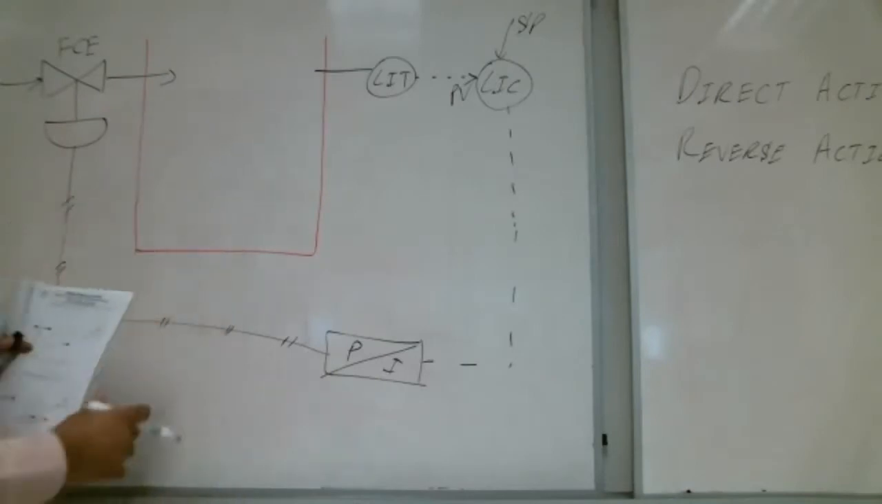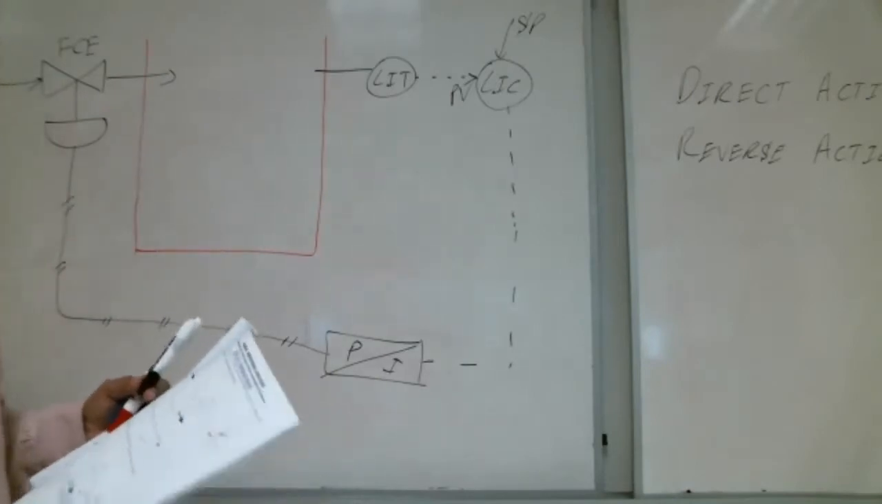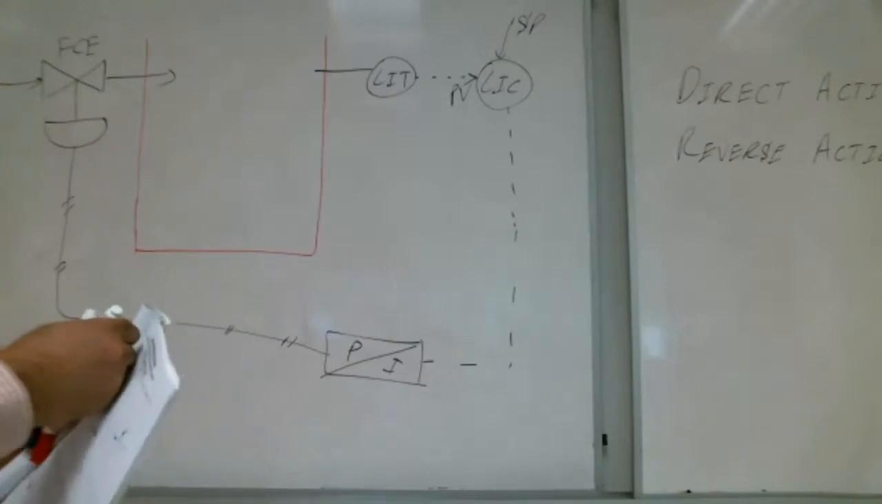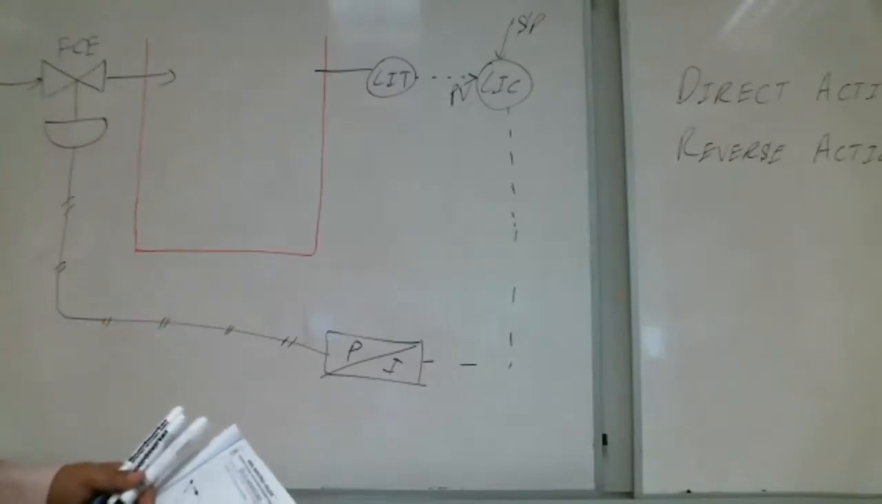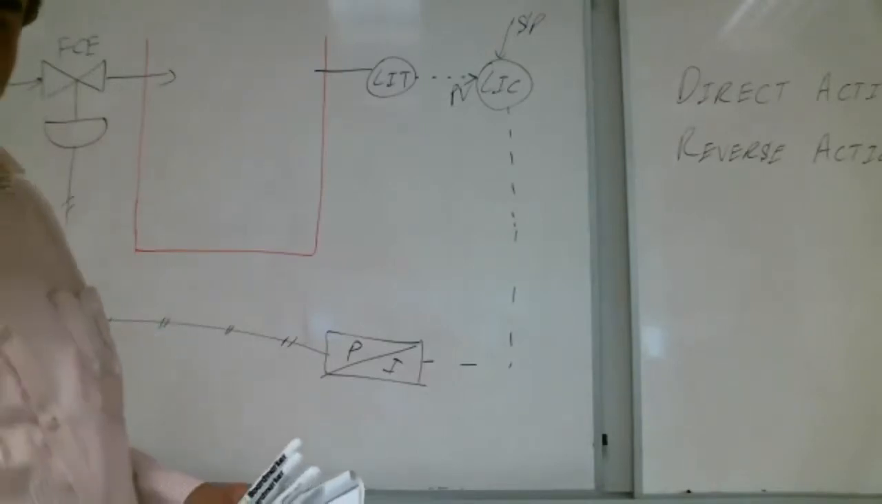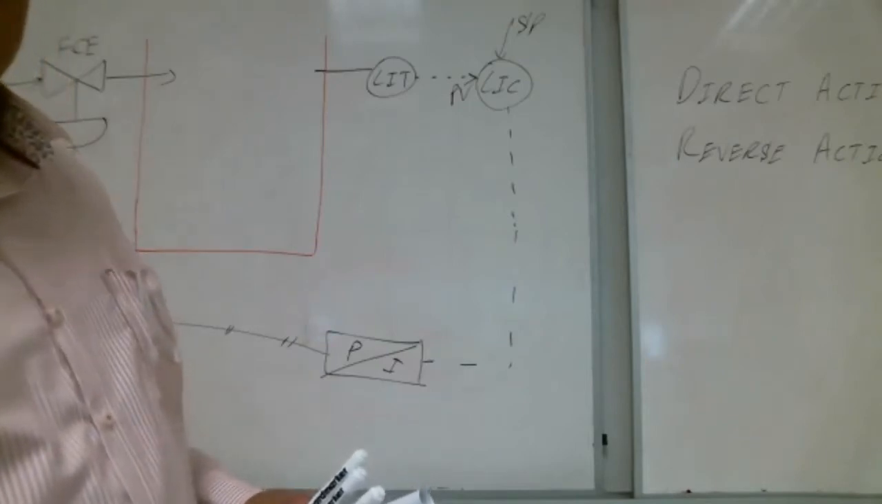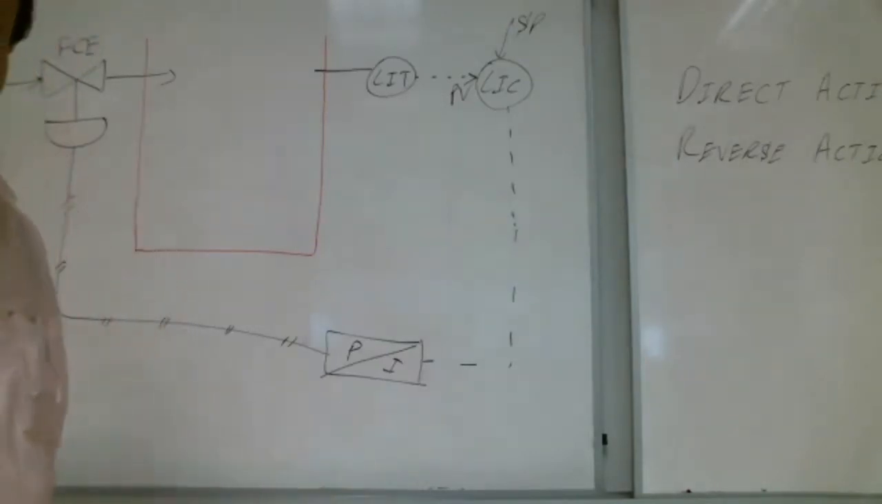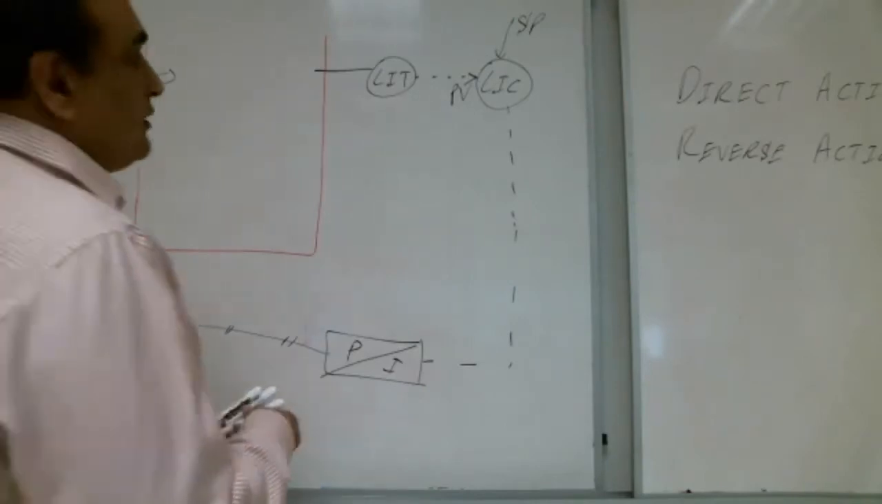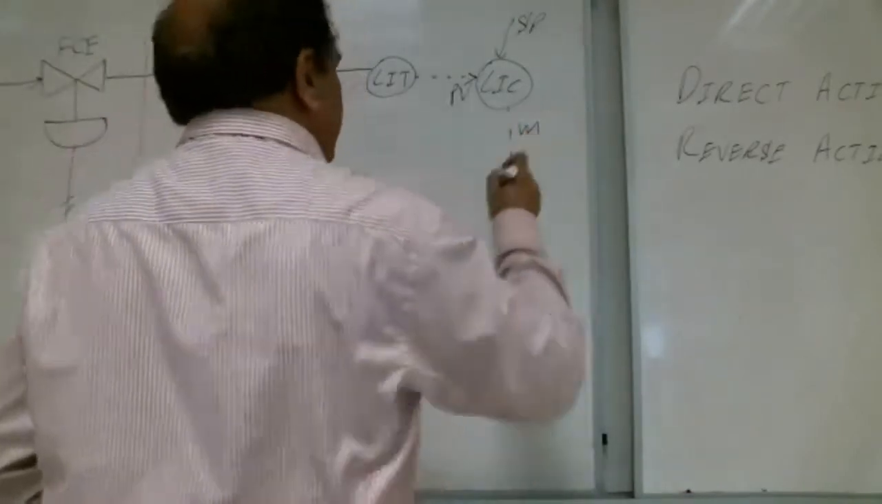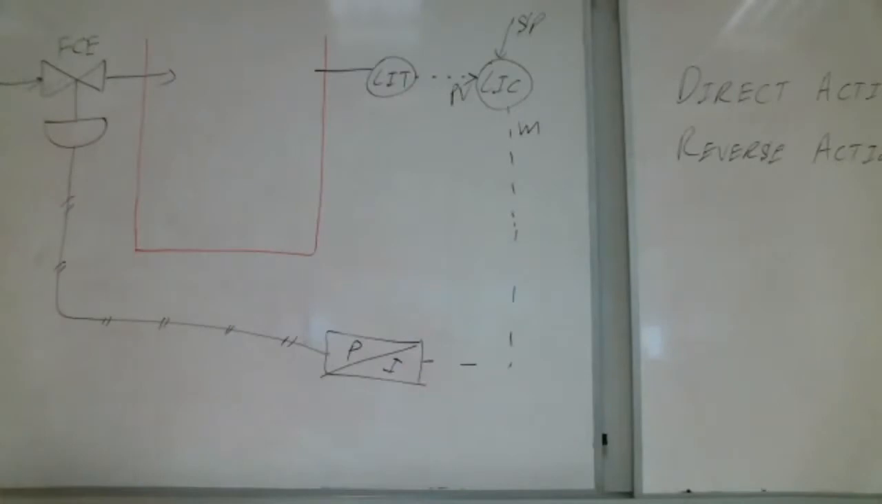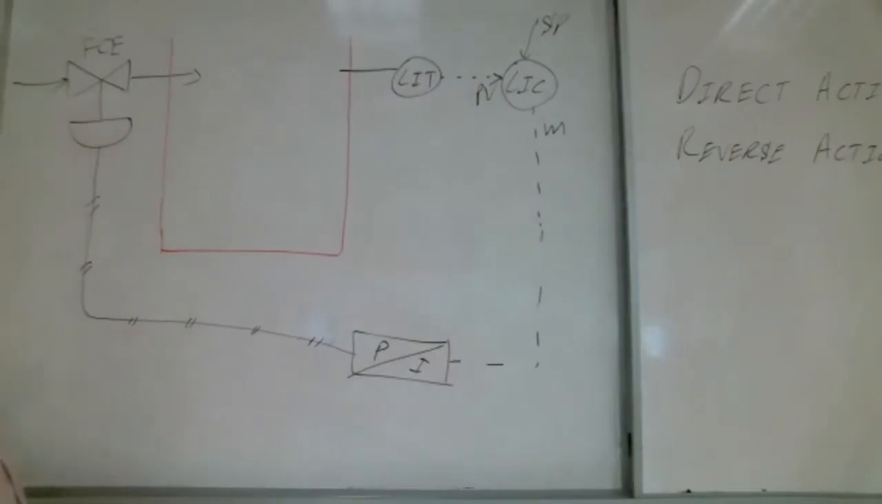We need to find the action of the controller. What is the action of the controller here? First, is this loop complete, Shabab? This is the output of the controller, M. Is this loop complete? No. Lot of brothers saying no. Yes, why not? It is complete. What is left? Please tell what is left.